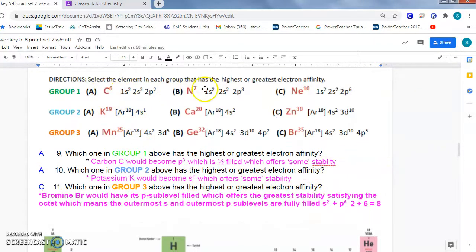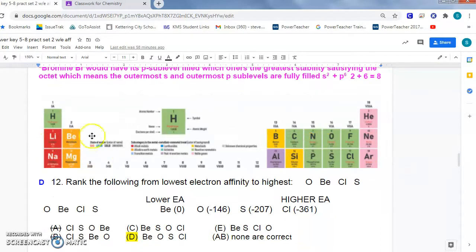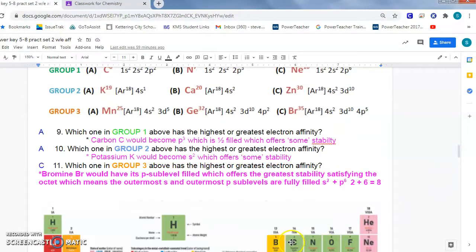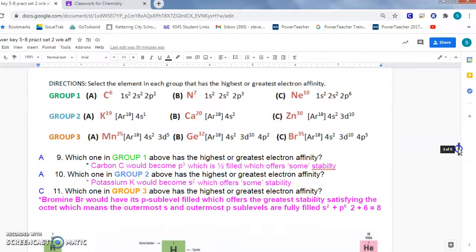So they want to know which one has the highest or greatest affinity in group 1. Let's take a look. These are all on the second level of the periodic table of elements. They are on period 2. All those elements are on period 2. Carbon's right here. Nitrogen's right here. Neon is right here. So with that in mind, we don't really have to worry about a ton of things. We don't have to worry about shielding effect or whatever, because they all have the same shielding effect. They're on the second level, so they have one level of shielding.